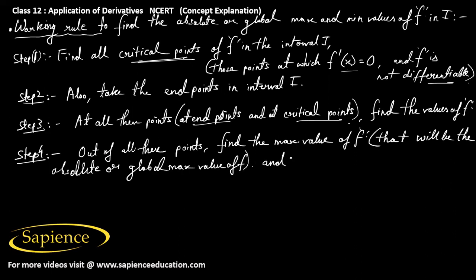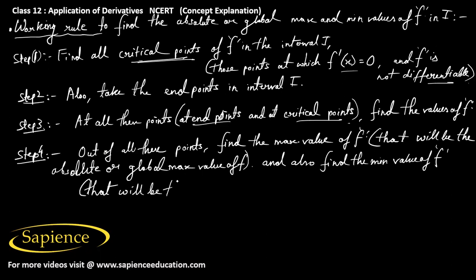And out of all these points, we also have to find the minimum value of the function f, and that will be the absolute or the global minimum value of the function f.